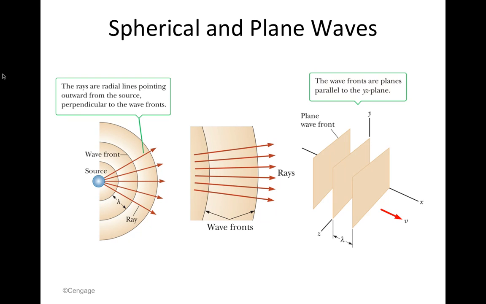Spherical waves can be represented with a series of circular arcs, which correspond to lines of maximum intensity. Arcs are called wave fronts. Radial lines pointing outward that are perpendicular to your arcs are called rays. When you look at this second picture here, we have the wave fronts that are arced, and the rays represented by these arrows are perpendicular to those wave fronts.